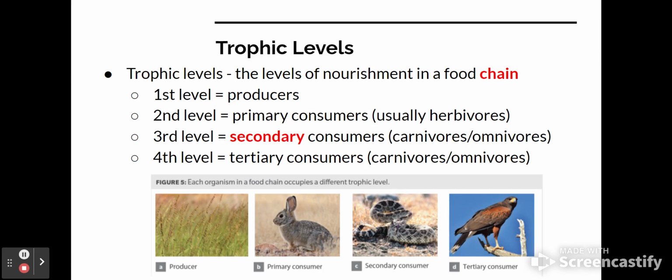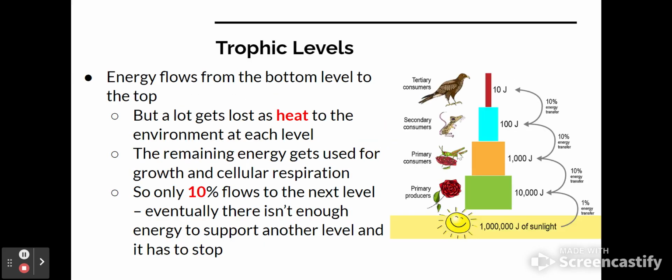And then the fourth level are the tertiary consumers. Usually these are the carnivores or omnivores. It depends on the kind of animal we're talking about. Like if we're talking about a bear, they might be the tertiary consumer. If we're talking about a pig, they might be a secondary consumer. Depends on the organism. The energy flows from the bottom level to the top. So sunlight is at the very bottom and it gives energy to the producers. And then it moves all the way up to the top consumers.